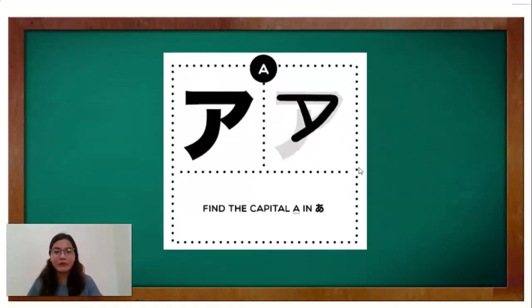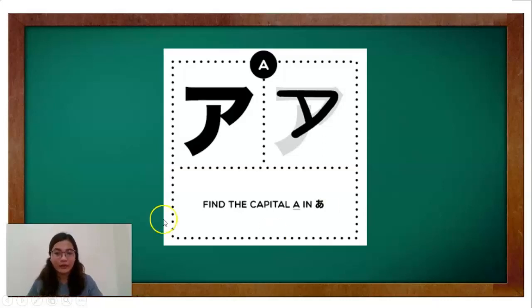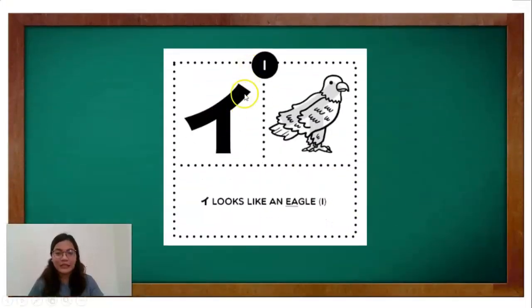So here is our first katakana character, A. Find the capital A in A. Okay, next, I. I looks like an eagle.